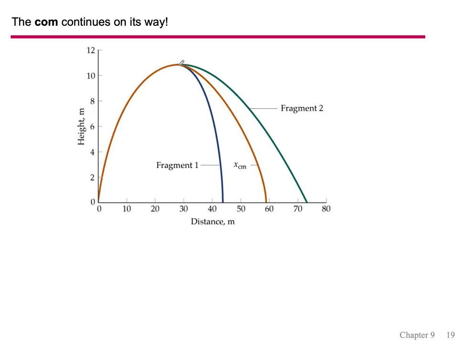In our case, the blue one would end up going straight down, falling. Fragment 1 would have gone straight down, and fragment 2 would have gone even further, but the center of mass line would lie right in between those two.